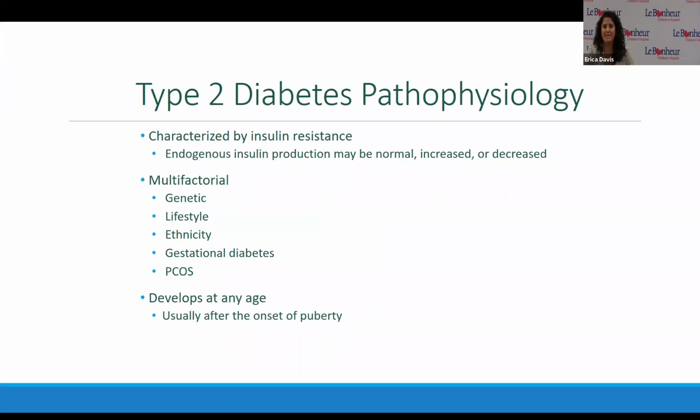So type 2 diabetes is very different. It's characterized by insulin resistance. The person with type 2 diabetes might have normal, increased, or possibly decreased endogenous insulin production. So you can have a full variety of what's going on in type 2, but the big thing is insulin resistance. Insulin resistance is a body thing that's going on.